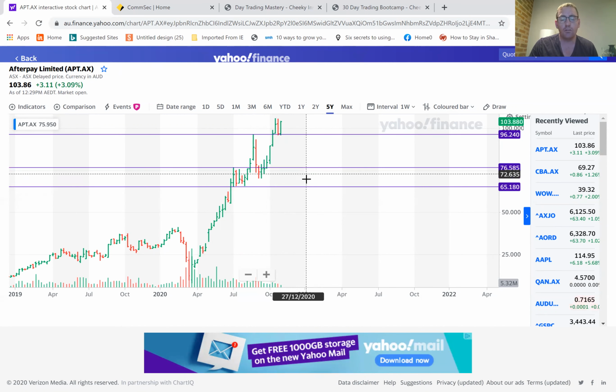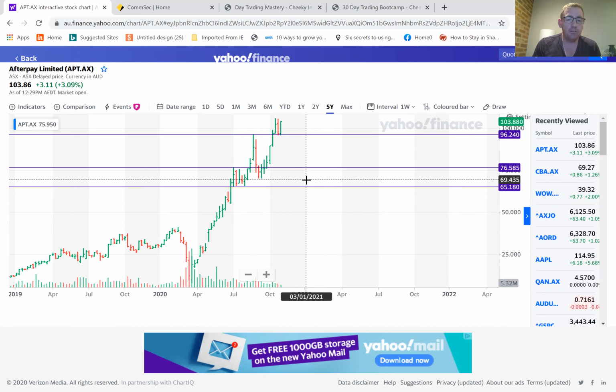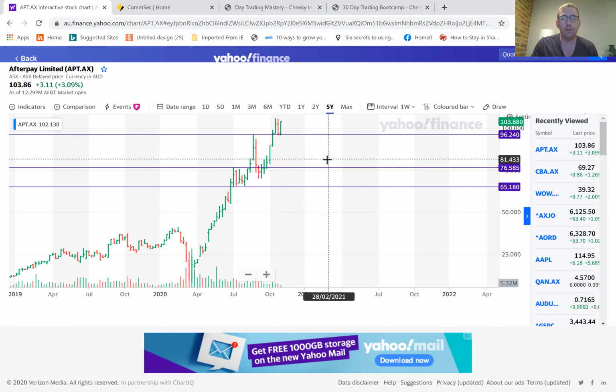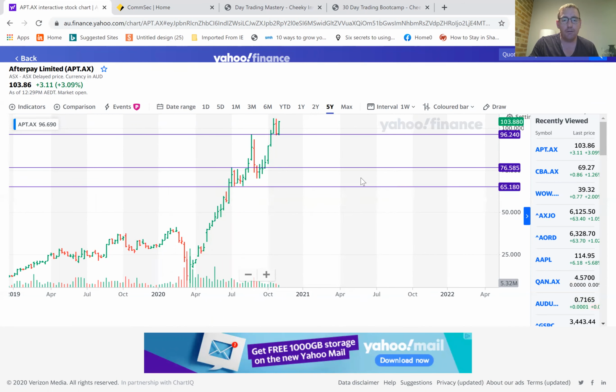So with support and resistance, there's a bit of psychology in the market, a bit of a self-fulfilling prophecy. Everyone's out there drawing these types of lines and looking for this, and they're all going to be trading in a similar kind of way. So we know that these price points are really, really important. We want to note that down: 65, 76, and 95.